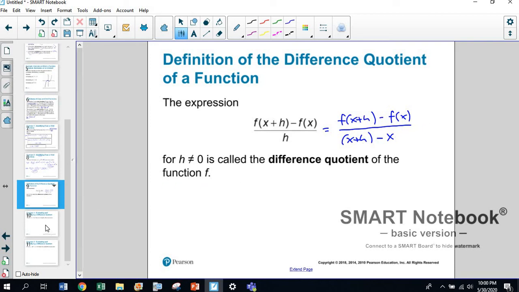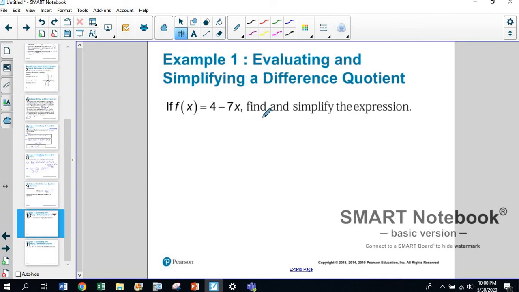All right, so let's work a problem together. Simplify the difference quotient. I will always give you this information. You don't have to memorize it. Okay? And so I'll give you this.